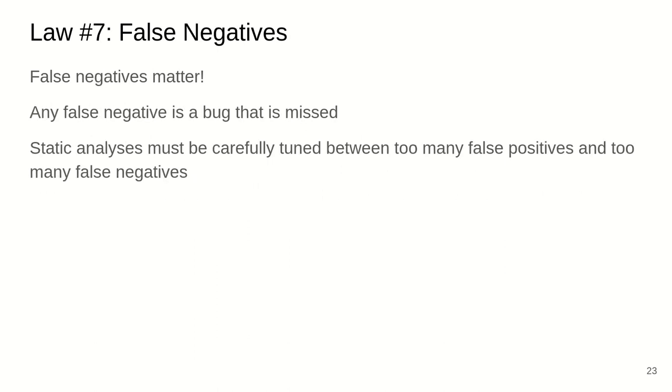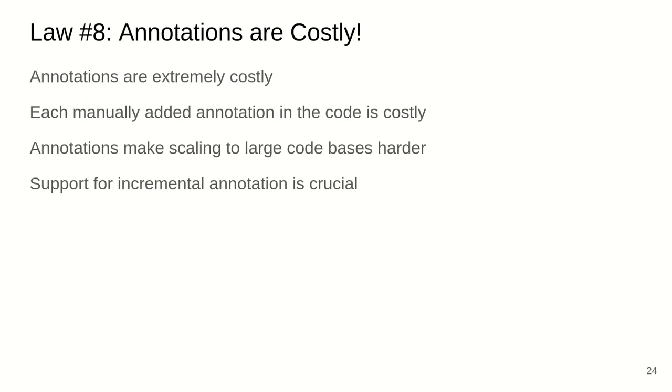In the same vein, false negatives matter, right? Any false negative is a bug that is missed, that will not be covered, that will not be found. So the static analysis must be carefully tuned between too many false positives and too many false negatives, and cover this nice middle ground where it effectively finds severe vulnerabilities and can then push and search for different issues, exploring this trade-off at being a useful tool, helping the developer find and fix as many vulnerabilities as quickly as possible. Law number 8, the last law, the annotations are costly.